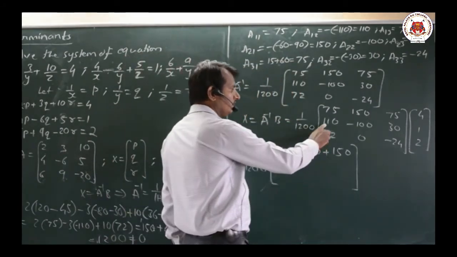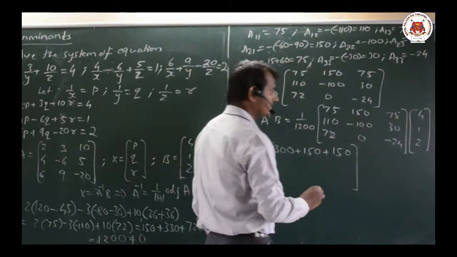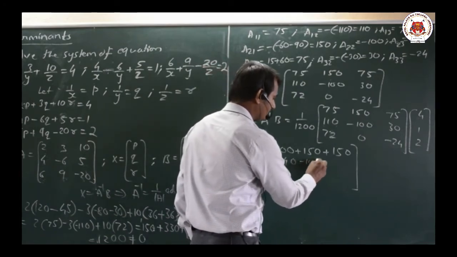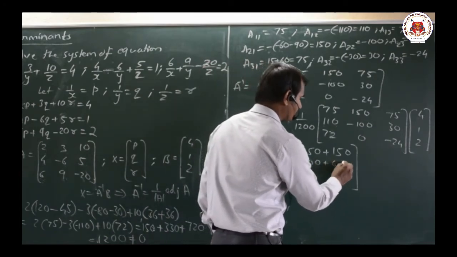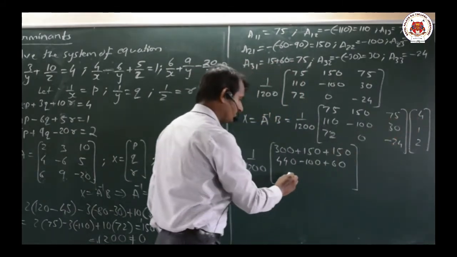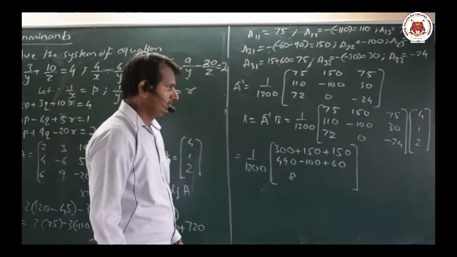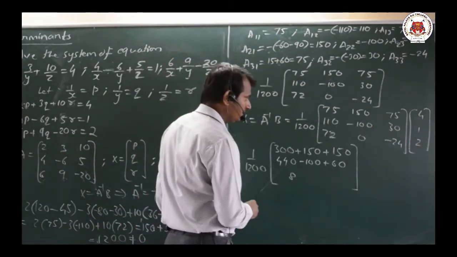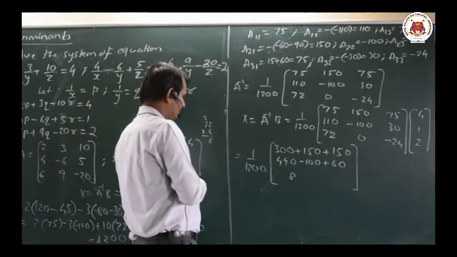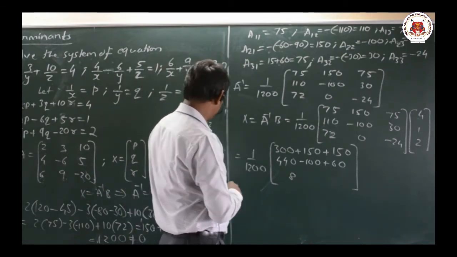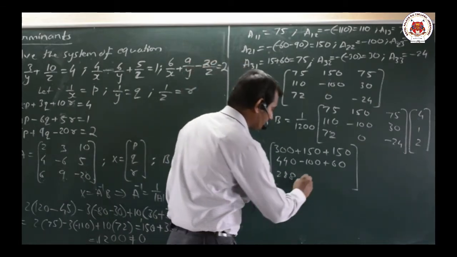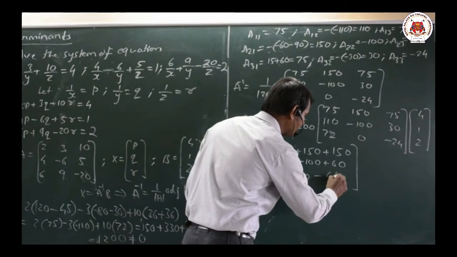Next one is 110 into 4. 110 into 4 means 0. 4 ones are 4, then 4. Next one is minus 100. Next one is plus 60. 13 into 2, 60. Again next, 72 into 4. That is 4 2s are 8. 28, that is 72 into 4 here, 8, 20, 28, 4 2s are 8, 28, 280, 288. Next we have plus 0 minus of 48.